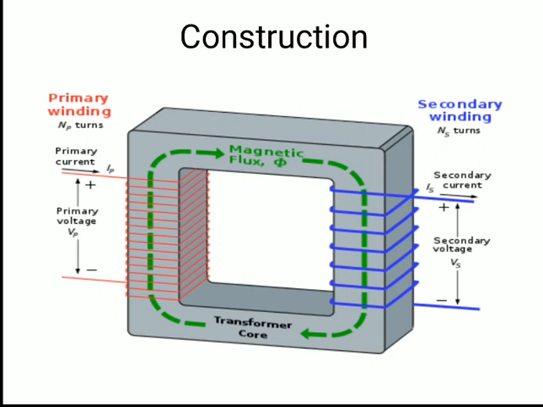So the primary voltage, and on the other side the secondary. Everything on the left will be primary and everything on the right will be secondary. All the red is primary and all the blue is secondary, the green one is the core, and the green one is also the flux, the magnetic flux flowing in that core, as given in the label.